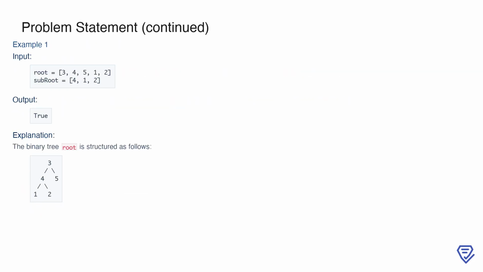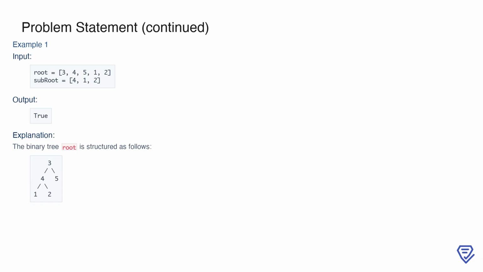Now, let's look at an example to understand this better. Suppose the main tree, root, is represented as 3, 4, 5, 1, 2, and the smaller tree, subroot, is 4, 1, 2. The goal is to check whether subroot exists as a subtree in root.